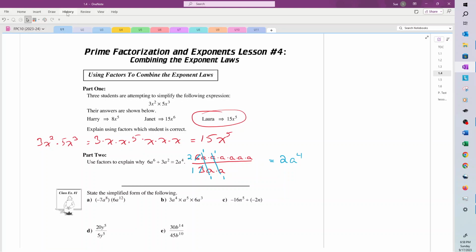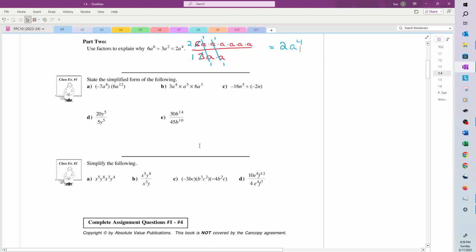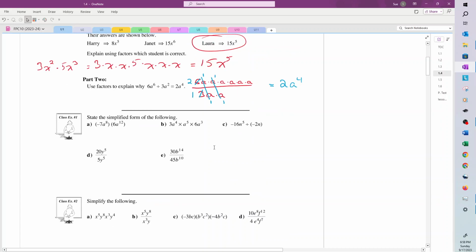All right, example 1, state the simplified form of the following. Pause the video, try it yourself, see what you get. For most of these, I'm just going to write the answer in. Because there's no exponent, there's nothing complicated about this with any of these. So this is -7 times 6, which is -42. And then that's a to the 8 times a to the 12. And when we multiply powers, we add the exponents, so that becomes a to the 20.